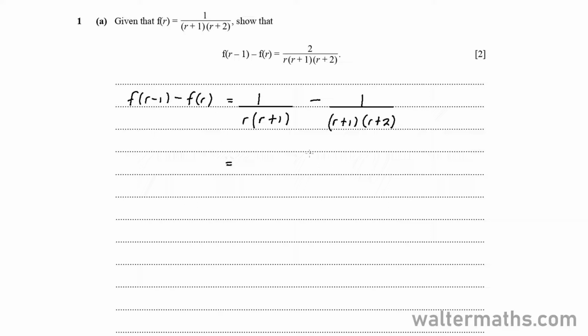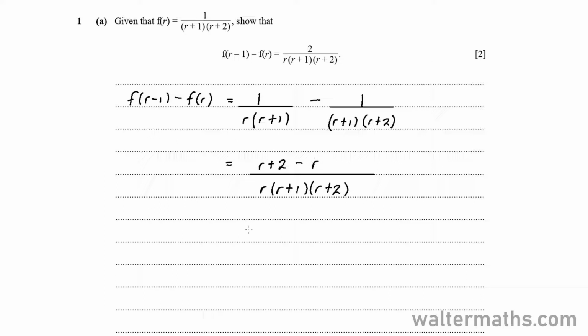Next I'll find the common denominator, and that's the LCM of these denominators. So that'll be r(r plus 1)(r plus 2). Now I'll divide r(r plus 1) into this denominator, and if we do that, we'll be left with r plus 2 as the quotient, and we multiply that by 1, so we just have r plus 2. And it's minus, and we divide this denominator, (r plus 1)(r plus 2), into the LCM, r(r plus 1)(r plus 2), and we are left with r as the quotient, and we multiply that by 1, so we get r.